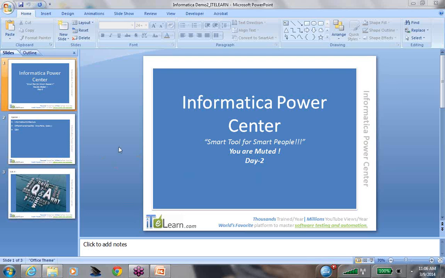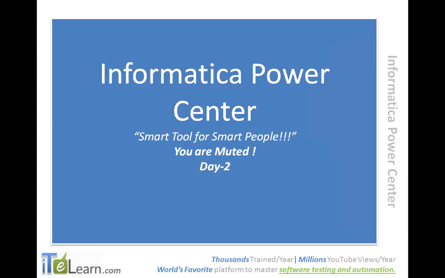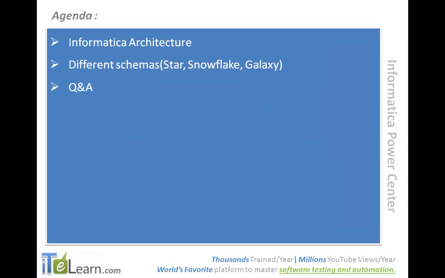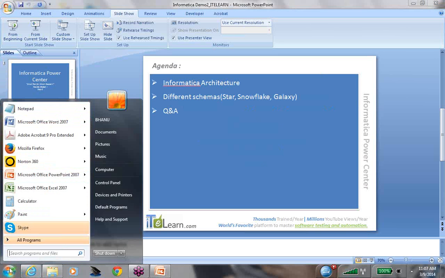So today we will try to learn more about the architecture of Informatica and the different schemas available in data warehousing, like Star, Snowflake and Galaxy. We'll learn more about it. First of all, let me start with the Informatica architecture.